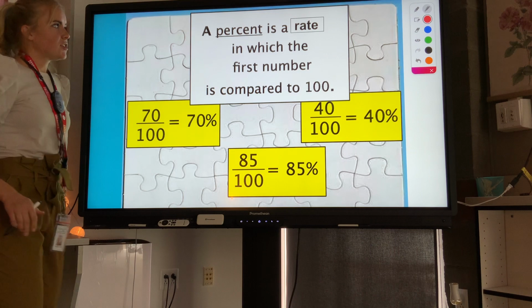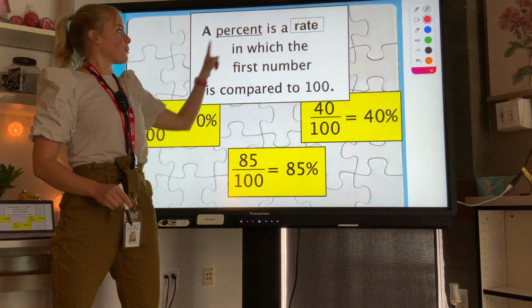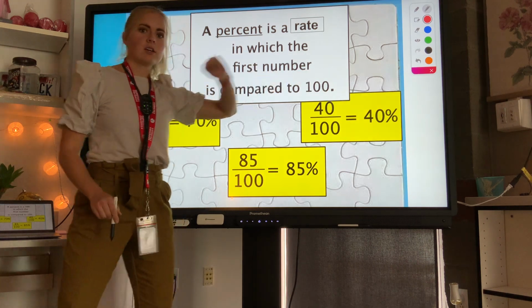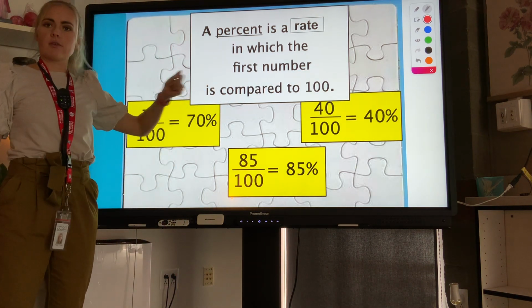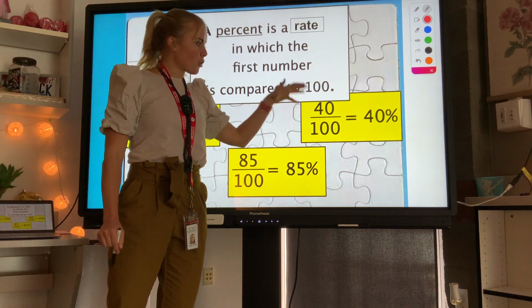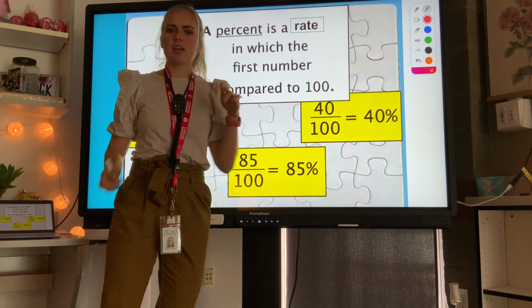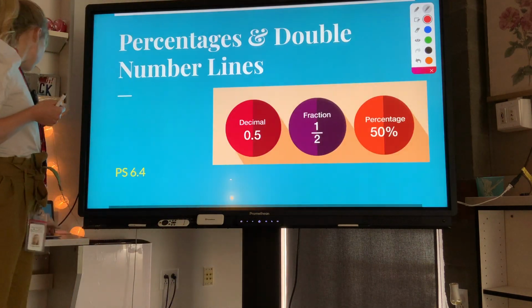So a percent is a rate. A percent is a rate in which the first number is compared to 100. So just as a reminder, 70 out of 100 equals 70%. 85 out of 100 equals 85%. 40 out of 100 equals 40%. So a percent is a rate or a ratio, okay, that we can think about.